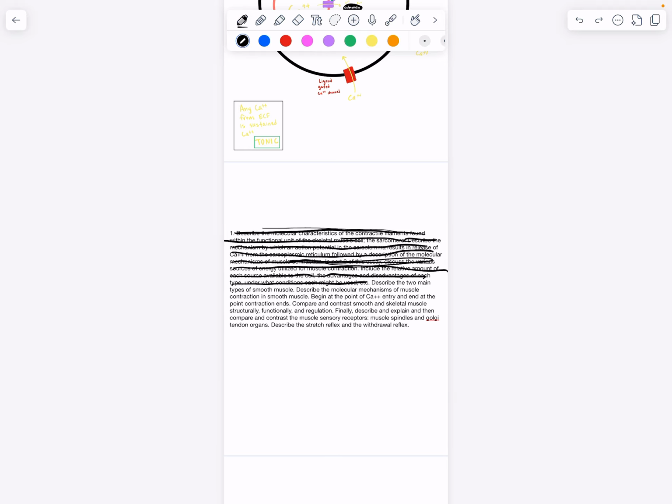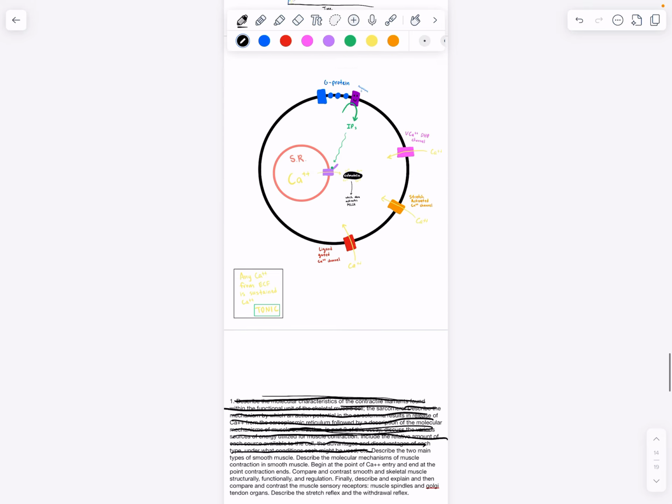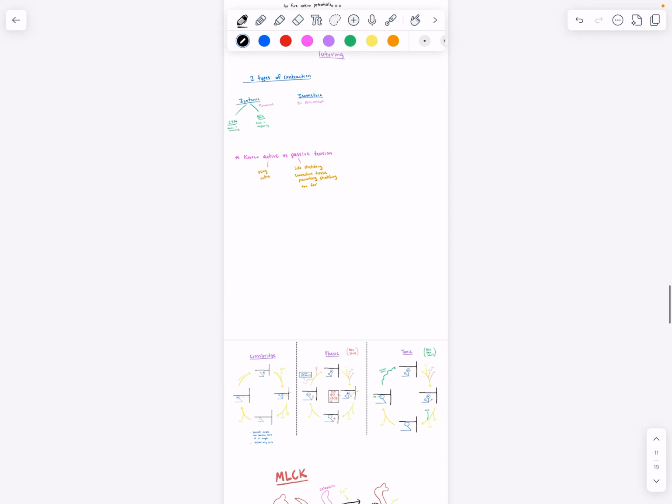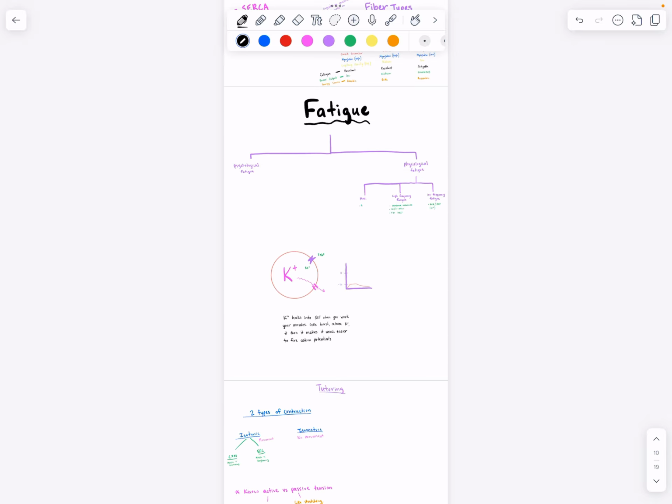Okay, so and those were, let's see, 2 main types of smooth muscle. Describe a point of calcium entry. Okay, so now we'll move into smooth muscle. We'll go into smooth muscle now.